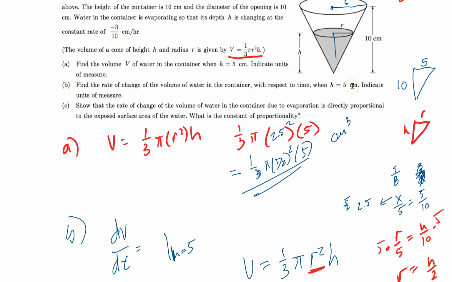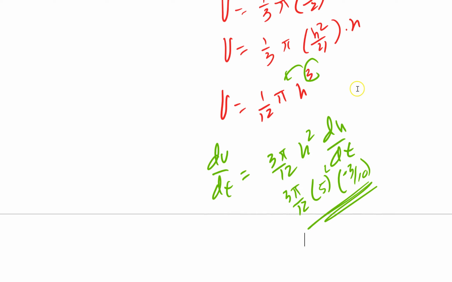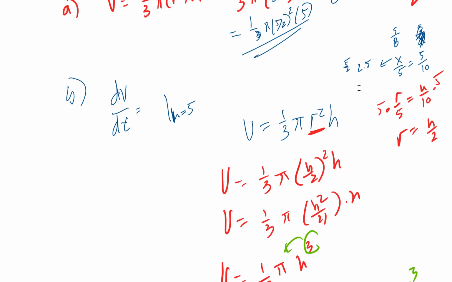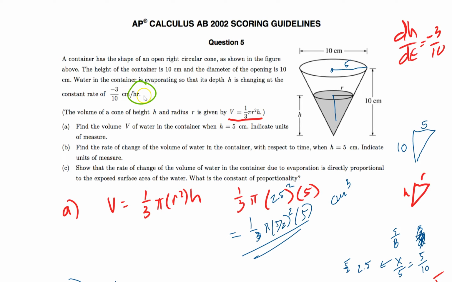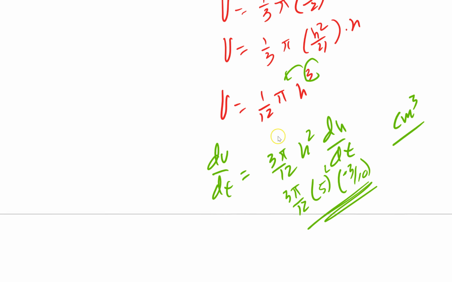Indicate units of measure. Let's talk about that though. This is volume, and we're talking about centimeters, I think. So centimeters cubed, but divided by time. Time is in seconds. What was it? Hours. It's in hours. So centimeters cubed over hours. And there you go. Done.